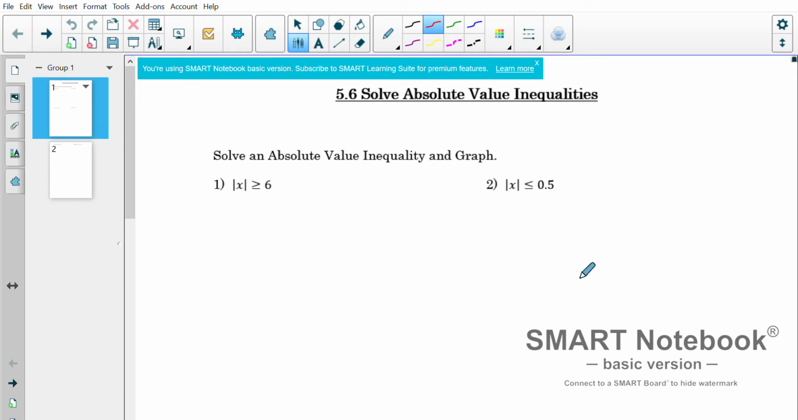We're still going with Chapter 5 here, and we are actually going to combine what we were talking about in 5.5 and 5.6 with absolute value and inequalities. So, a little bit of review.